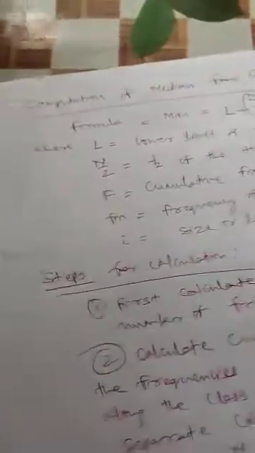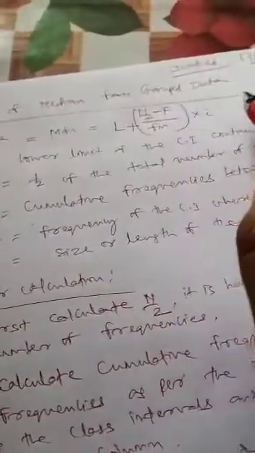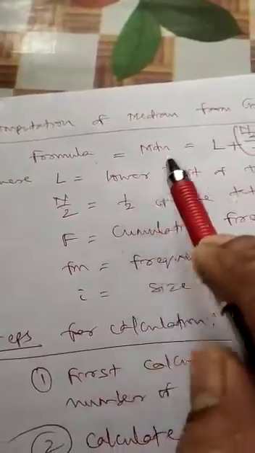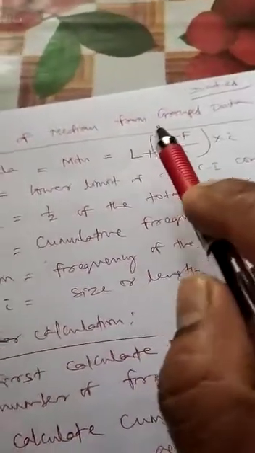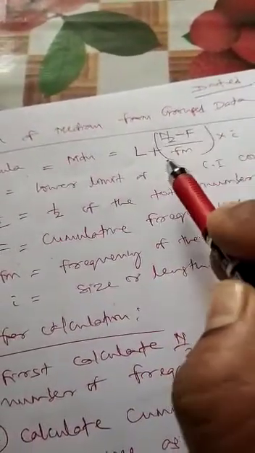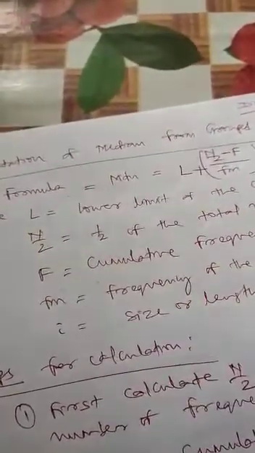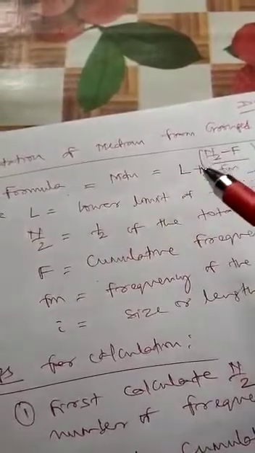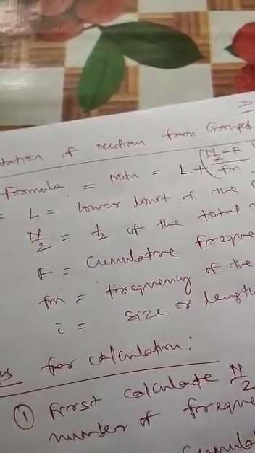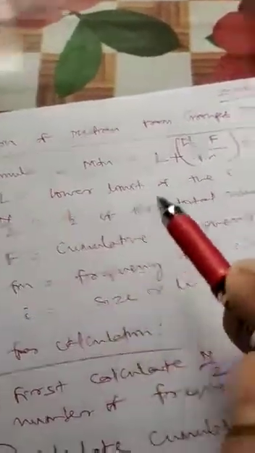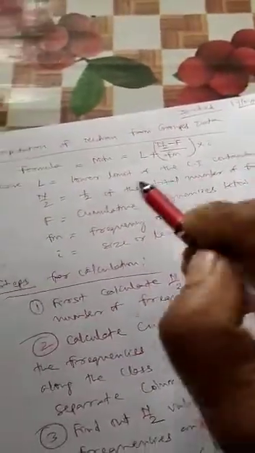Let us begin with the computation of median from grouped data, right? So the formula is median is equal to L plus (n by 2 minus F) divided by fm, whole into i. There is also a second formula where we can take the upper limit, but here we have to take the lower limit, right? So L stands for the lower limit of the class interval containing the median.